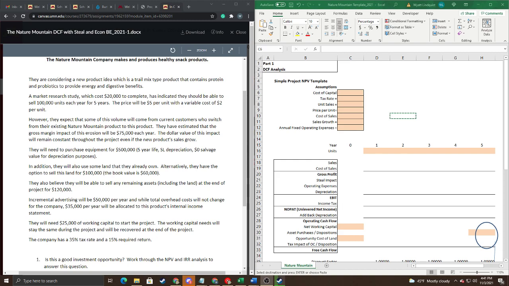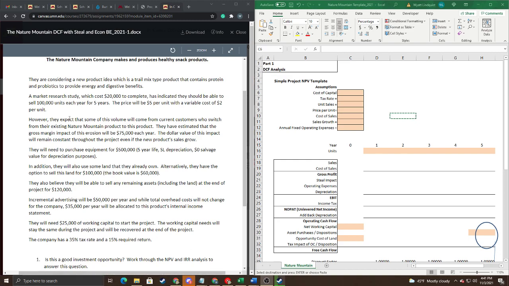Hello everybody. Today we're going to be going over the Nature Mountain DCF problem. Let's get started. So we start every problem with taking down some of our assumptions that we're going to be making. So let's start reading the problem.